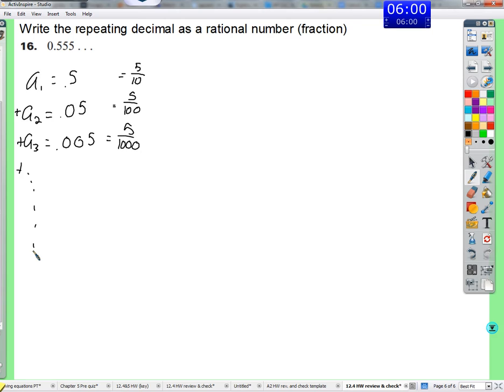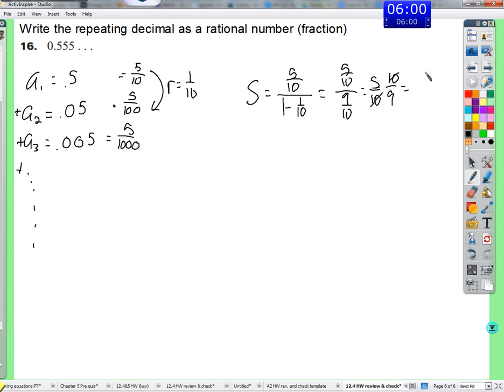Is that a geometric series? If it is, then what is r? 1/10. Multiply 5/10 by 1/10, and you'll get 5/100. So r is 1 tenth, and a sub 1 is 5 tenths. This is an infinite geometric series, so 5 tenths over 1 minus 1 tenth, which is 9 tenths. 5 tenths times 10 ninths. Cancel, and you get 5 ninths.